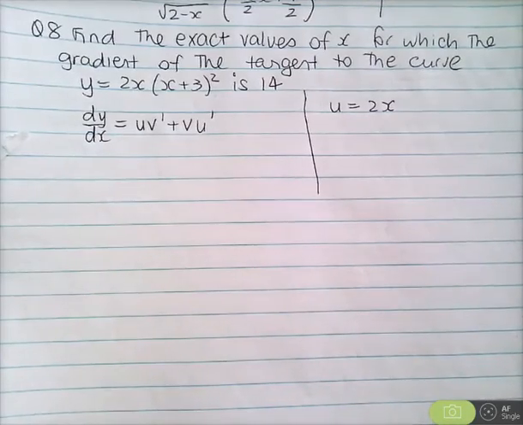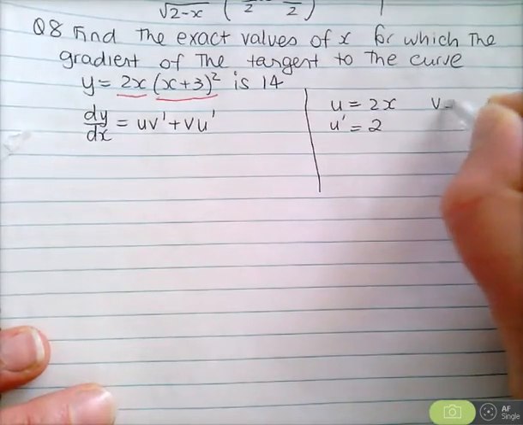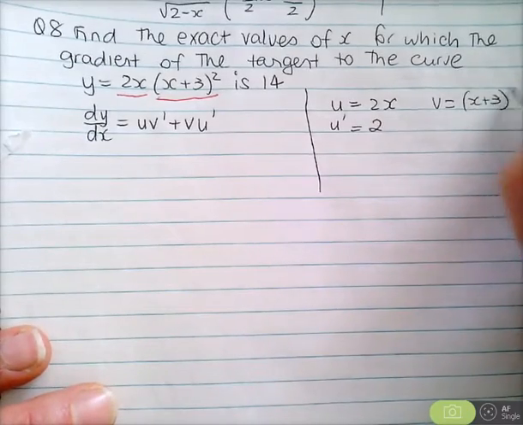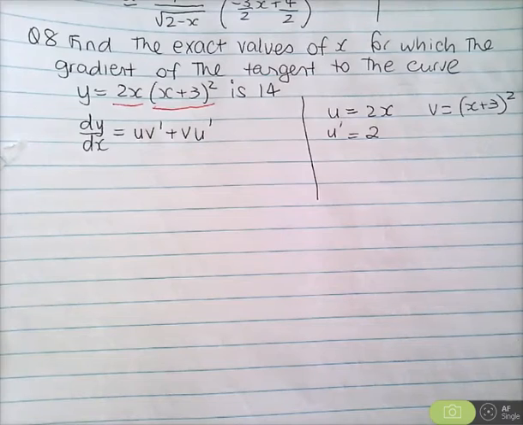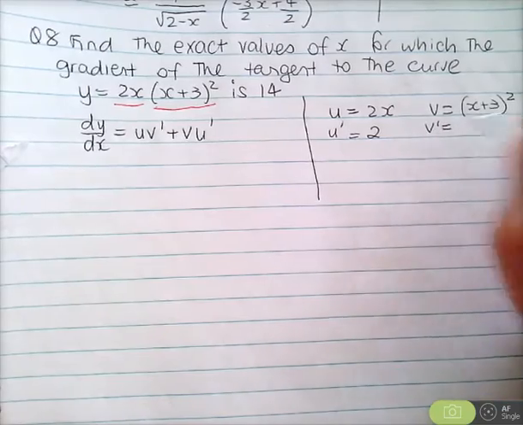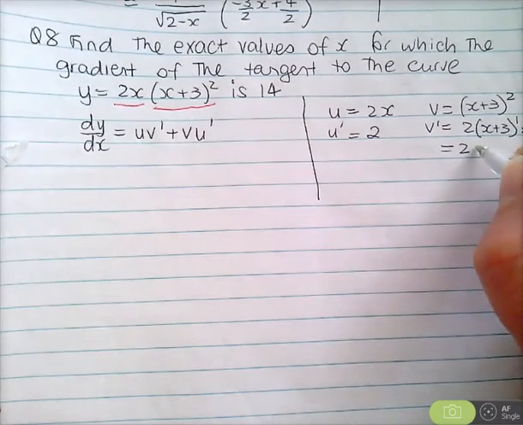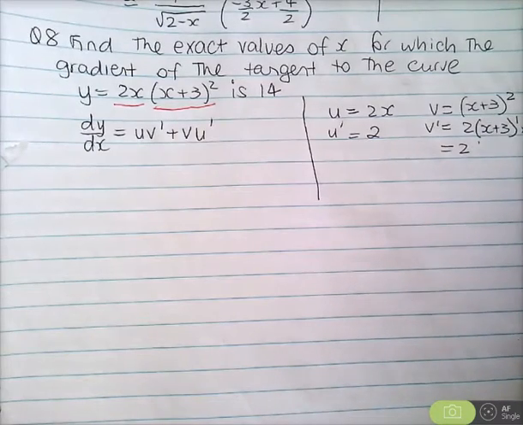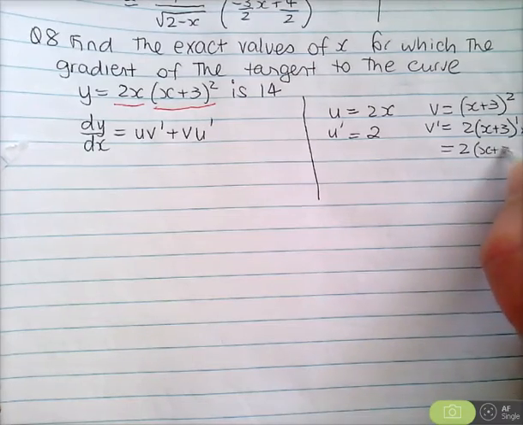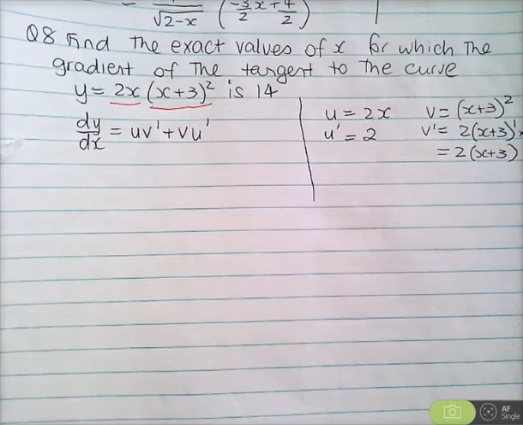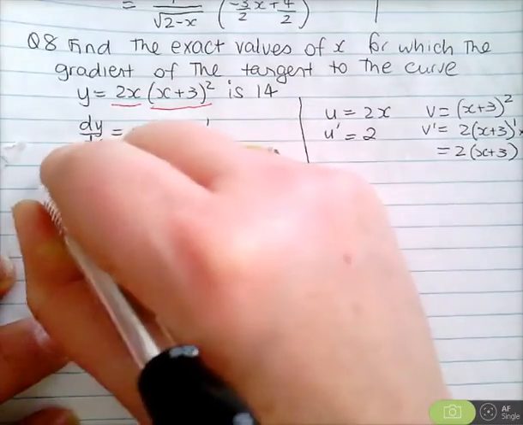All right? I'm going to pause the video. u is 2x, u dashed is 2. v is x plus 3 squared. v dash is 2 bracket x plus 3 to the power of 1 times, differentiate inside, 1, which is just 2 bracket x plus 3, or you could even write it as 2x plus 6. All right, leave it because you've got to factorize later. With product rule, we don't want any simplification here. Otherwise, it's going to make it harder later.